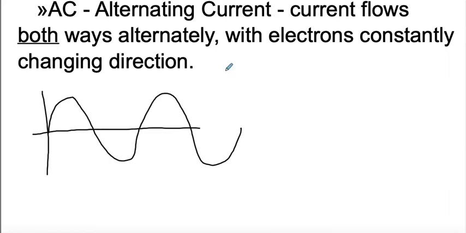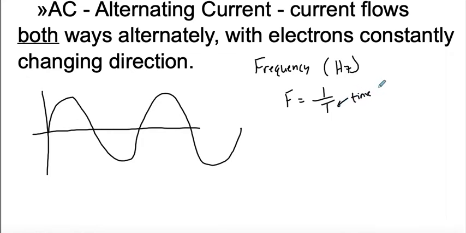Okay, because with AC current there is a frequency involved, and frequency is measured in hertz. Okay, and the equation for frequency, we're going to review this again next lesson. Frequency is going to be 1 over the period, and this is the time it takes to repeat.